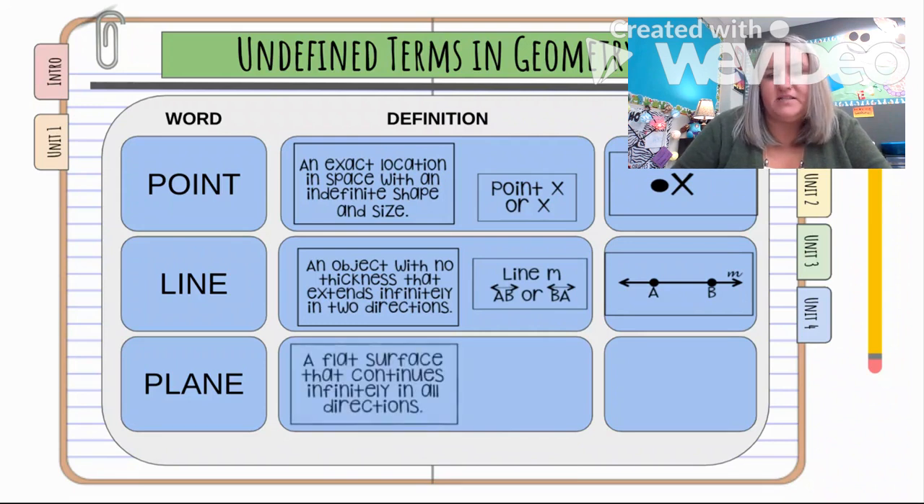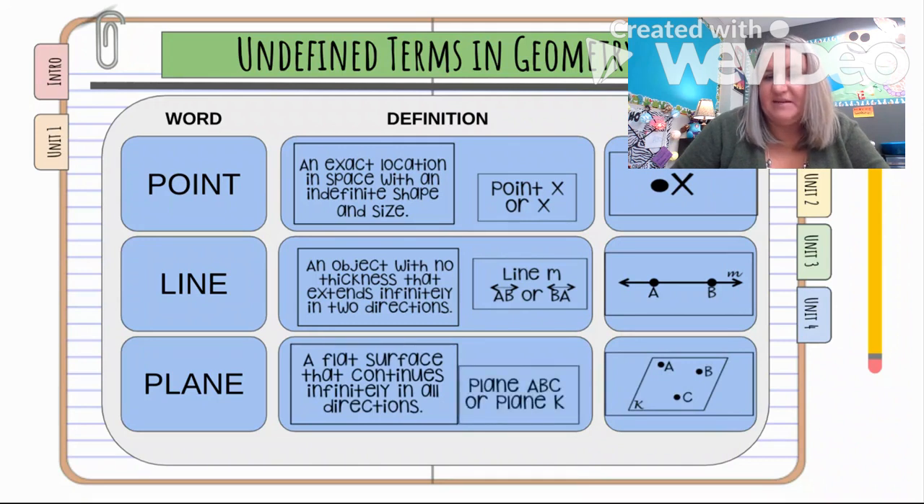A plane is a flat surface that continues infinitely in all directions. So this plane is named by 3 non-collinear points. So I can call this plane ABC. I can call this plane BCA. Or I can call this plane K by that fancy uppercase script letter.